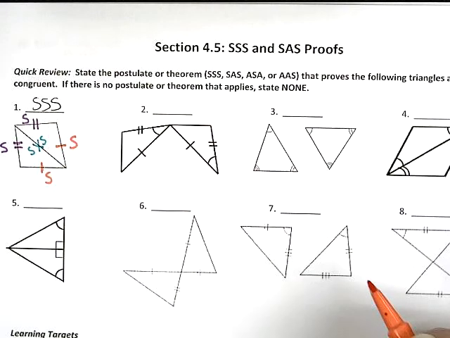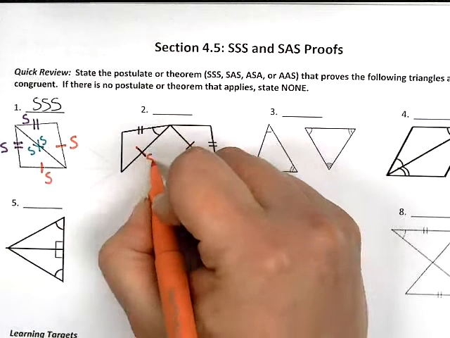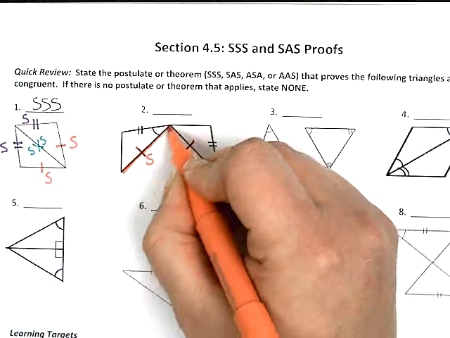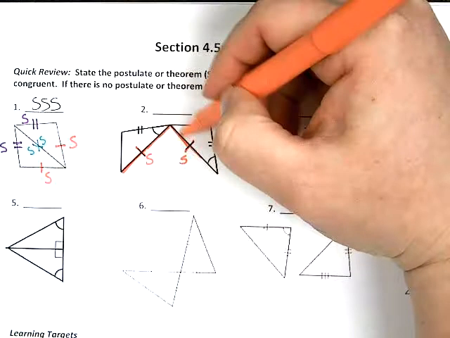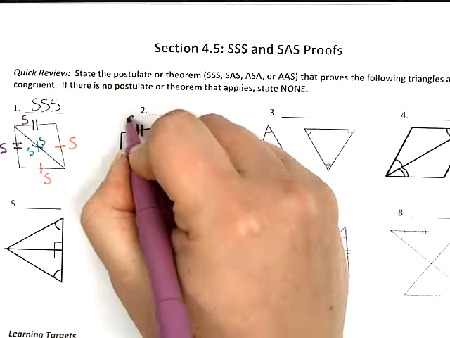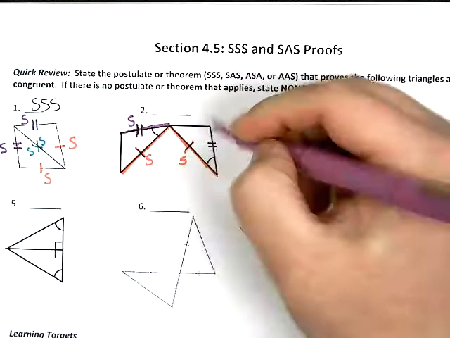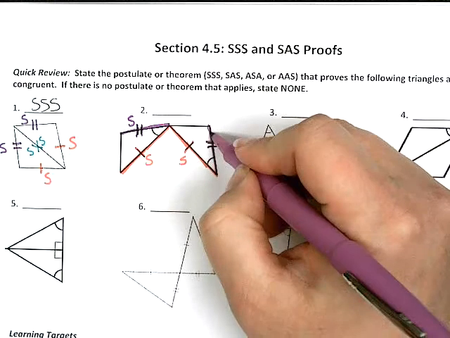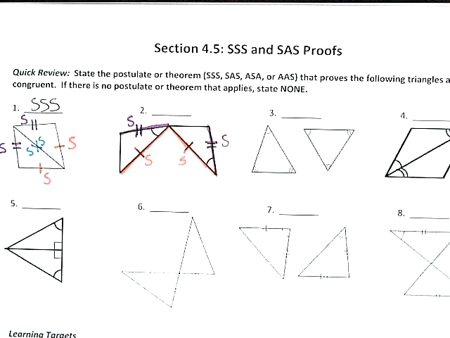So, second set of triangles. We've got a tick mark here and here to show us that those are congruent, and I'm going to highlight these a little bit. And then I have another set of congruent sides right here. So those 2 sides are congruent to each other.